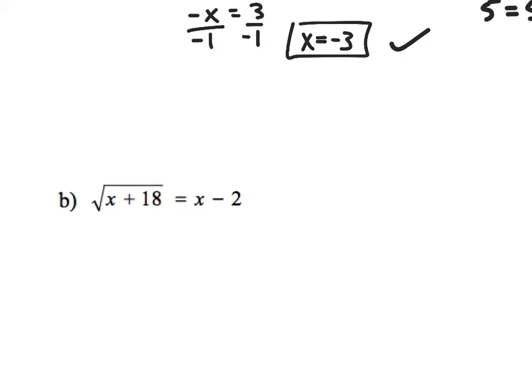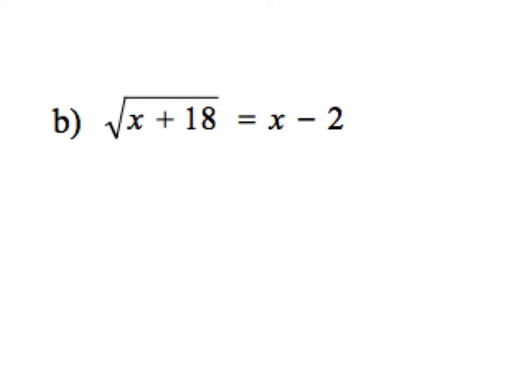Now what I notice over here is that I have a variable under my radical and I have a variable over here. So this one's going to require quite a few steps. But the good thing is that I have isolated my radical. That's the only thing on this left side of the equation, and that's what I'm looking for. Now what I'm going to do here is square both sides. When I square the left side, it undoes the square root, so I'm just left with x plus 18.